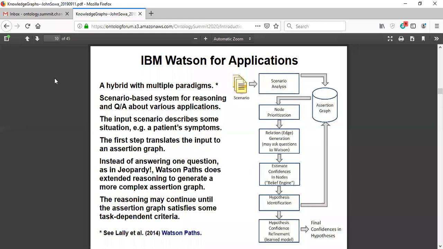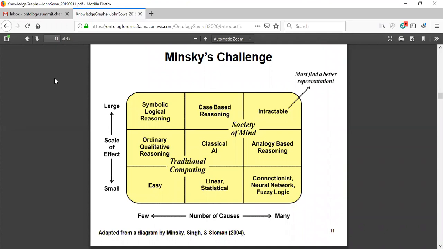Now, the next slide, this is slide 11, has Marvin Minsky's challenge, and this is from a talk that Minsky and colleagues wrote in 2004. And they drew this diagram, this 3x3 matrix, that shows the variety of kinds of AI technology that is available today. And at the lower left-hand corner is the easy stuff. That's traditional programming.